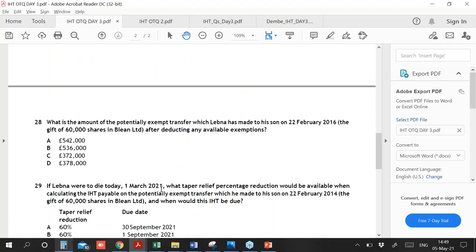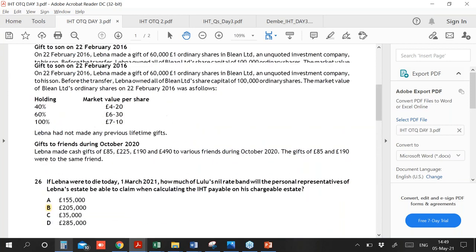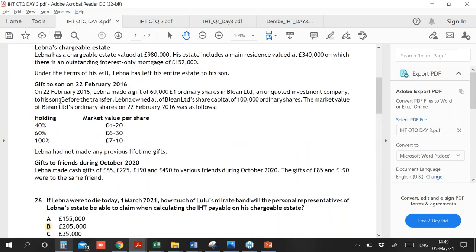What is the amount of potentially exempt transfer which Lebna has made to his son? Okay, so let's read the remaining question. On 22nd February 2016, Lebna made a gift of 60,000 shares in Bleen Limited, an unquoted investment company, to his son. Before the transfer, Lebna owned all of Bleen Limited's share capital. It means that she must have 100% shareholding. The market value of Bleen Limited ordinary shares on 22nd February 2016 were as follows. For a 100% holding, your share is worth 7.1. For 60 and 40, these are the values.